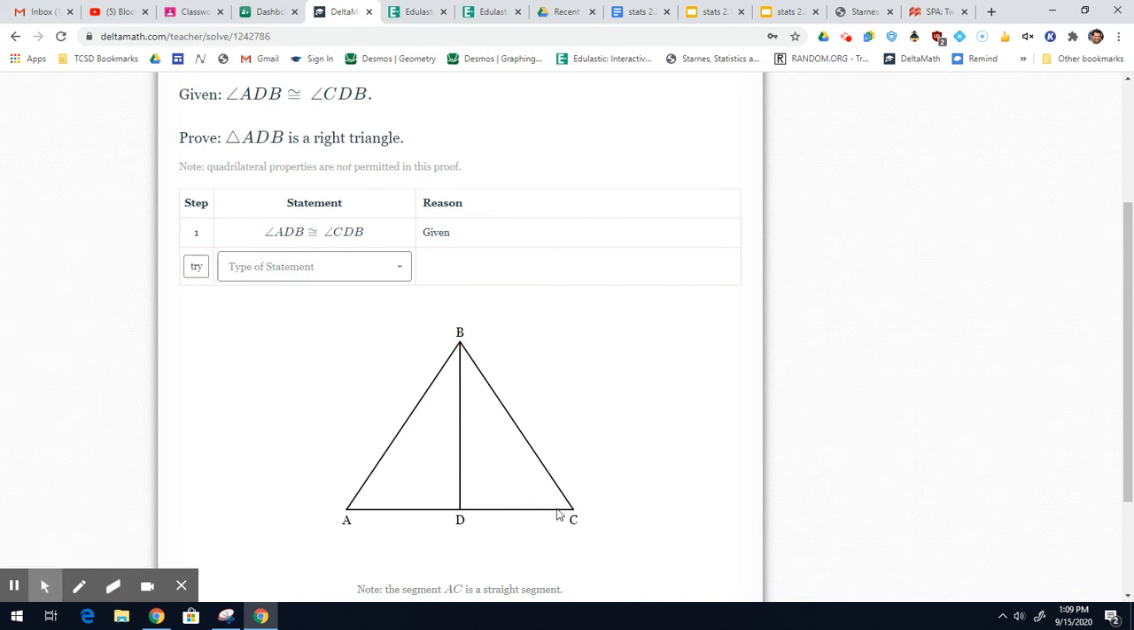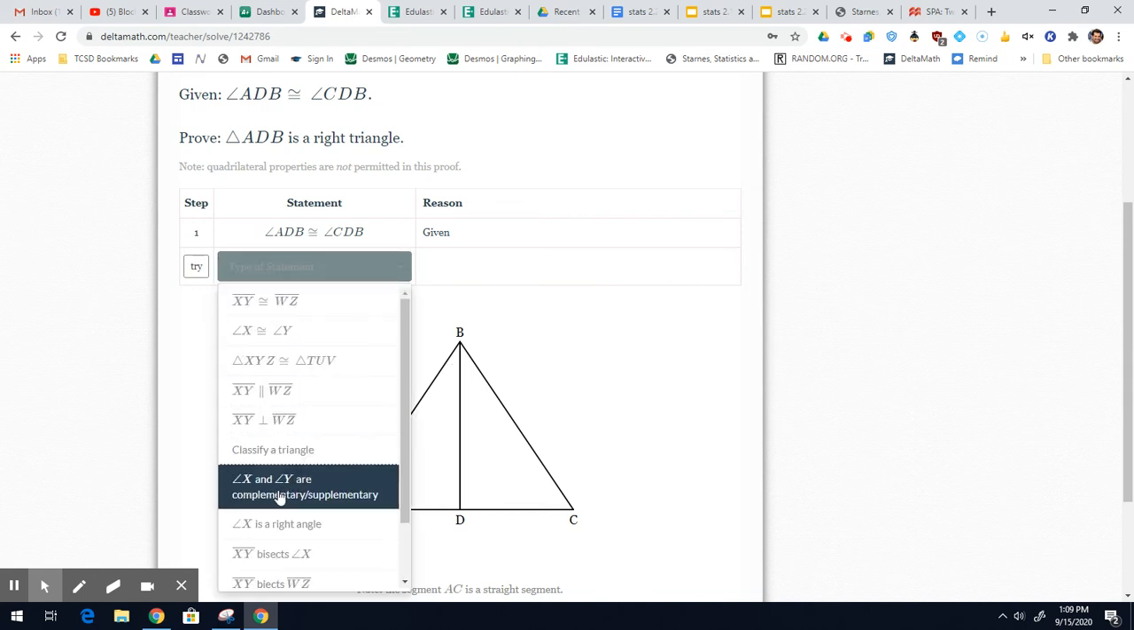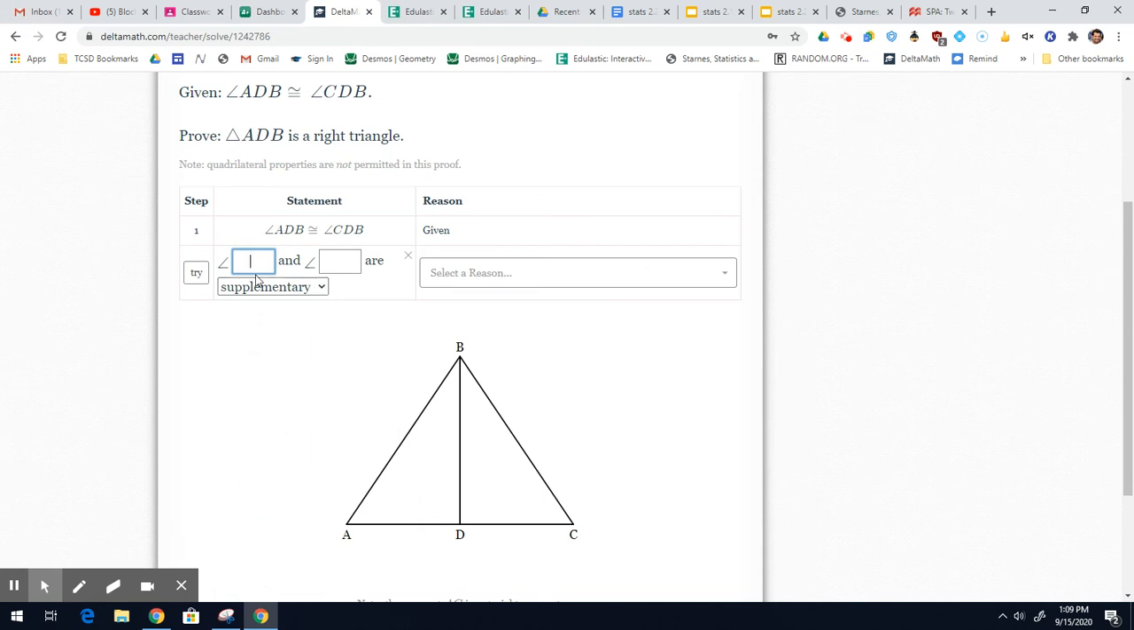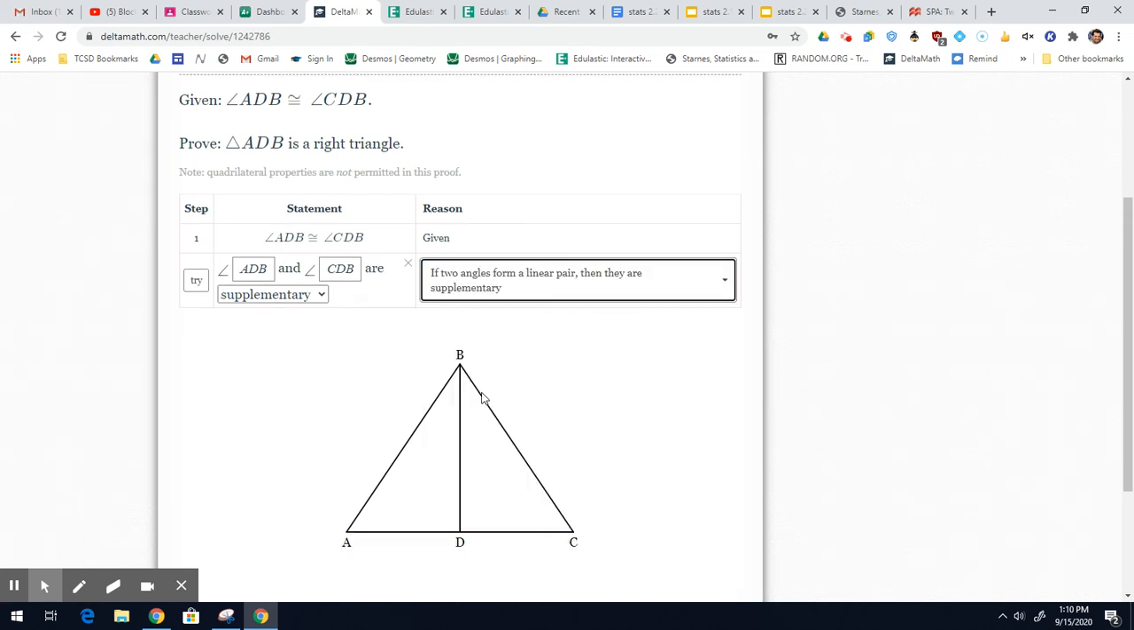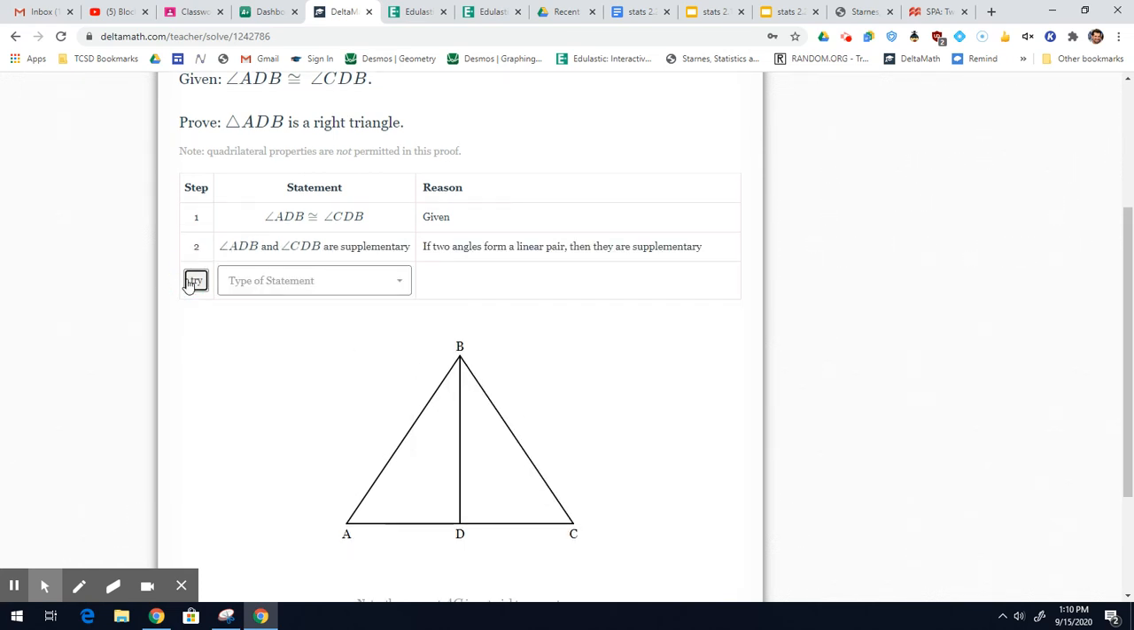Okay? All right. So let's take a look here. So again, ADB and CDB are also supplementary. So I'm gonna state that right here. Angles are complementary or supplementary. Angle ADB and angle CDB are supplementary. And again, why did I want to say that? Well, I get the number 180 involved, right? 180 will help me get 90. What is that reason? If two angles form a linear pair, then they are supplementary. Boom. All right, good. So now, because they're congruent and because they're supplementary, each of them must be 90, each of them must be a right angle.